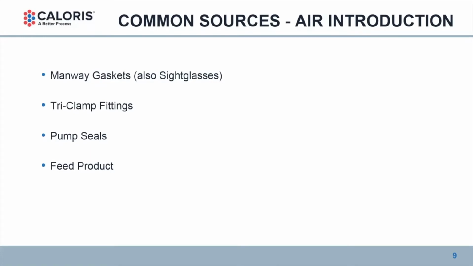Pump seals, on most evaporator applications, and when we've got vacuum, we need to use a double mechanical seal with a water flush to try to keep pressure on that seal so that we don't leak air in through the pump seals. And if there is a malfunctioning seal or poor seal water supply, that can become a source of air leaks. And then the last one is in the feed product itself.